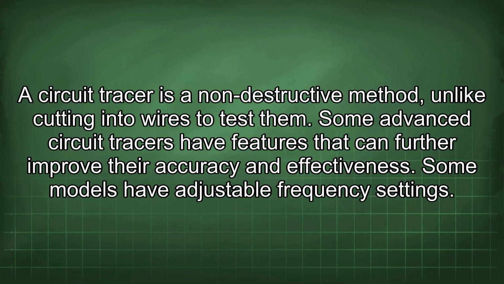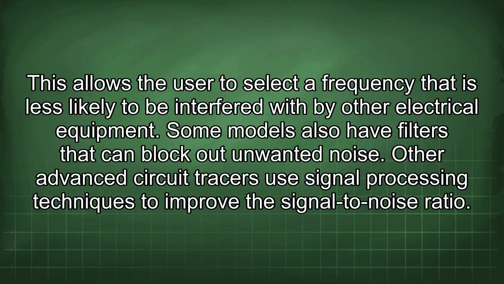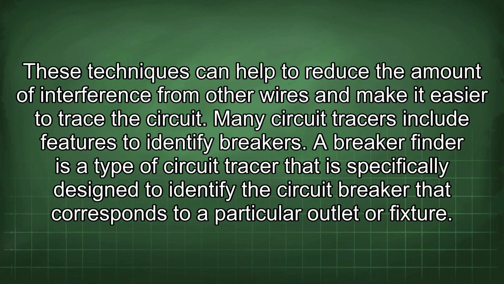Some advanced circuit tracers have features that can further improve their accuracy and effectiveness. Some models have adjustable frequency settings. This allows the user to select a frequency that is less likely to be interfered with by other electrical equipment. Some models also have filters that can block out unwanted noise. Other advanced circuit tracers use signal processing techniques to improve the signal-to-noise ratio. These techniques can help to reduce the amount of interference from other wires and make it easier to trace the circuit.